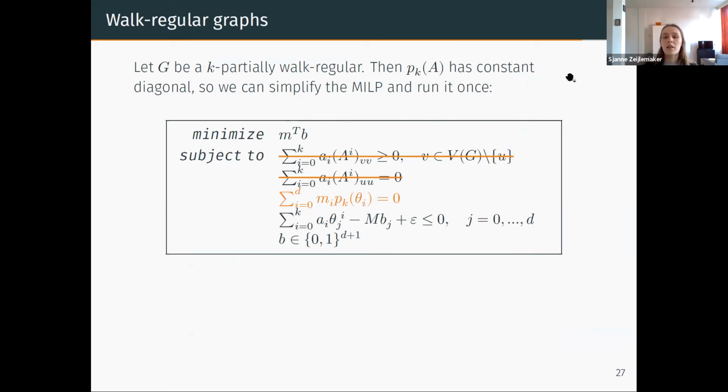And actually, in certain nice cases, we can also make it a little bit faster. So whenever our graph is k-partially walk regular, which is the same assumption as Veal makes, we have a constant diagonal. So in that case, we could just scratch the first 2 conditions, and we only have to assume that the diagonal is 0. So then we only have to solve this once.